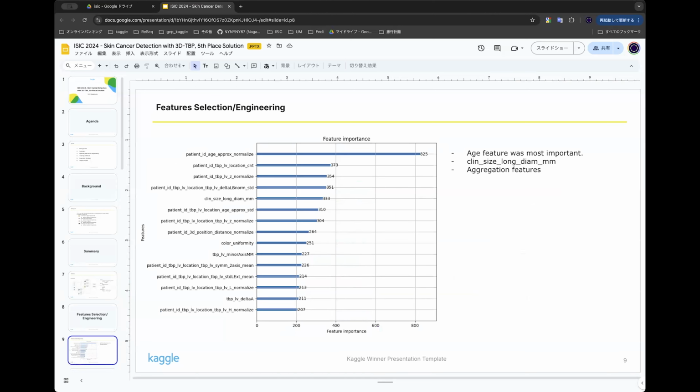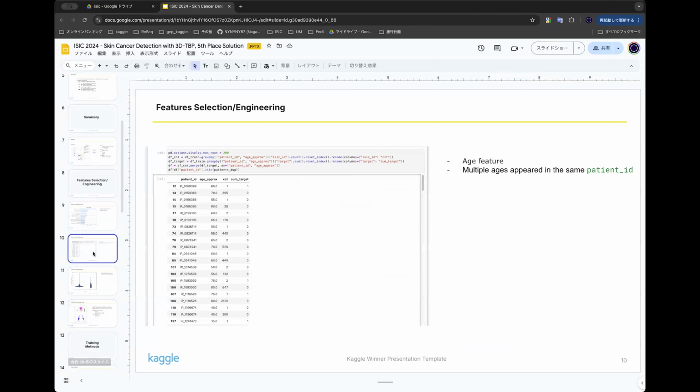In the tabular model using metadata, we found that several features were important. There were 3 main points: features related to age, features representing the size and shape of the tumor, and aggregated feature engineering. It was an advantage to realize early on that aggregate features were particularly important.